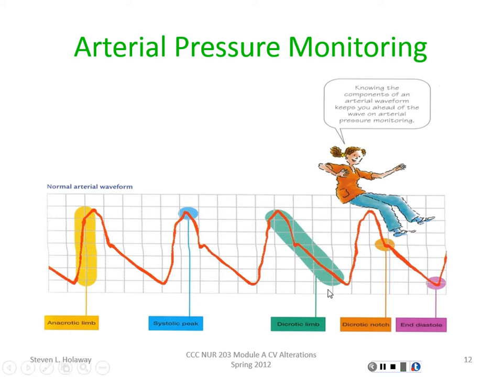And then it goes all the way down, and here is where you're going to measure your systolic pressure or diastolic pressure. So systolic at the top, diastolic at the bottom. So you're watching this waveform to make sure you've got a good waveform as you're monitoring.